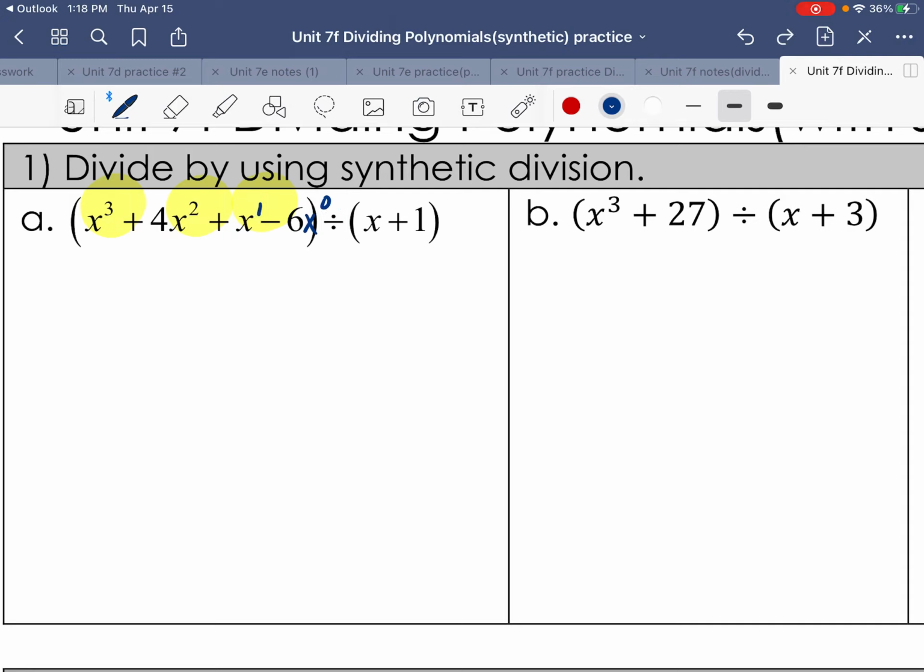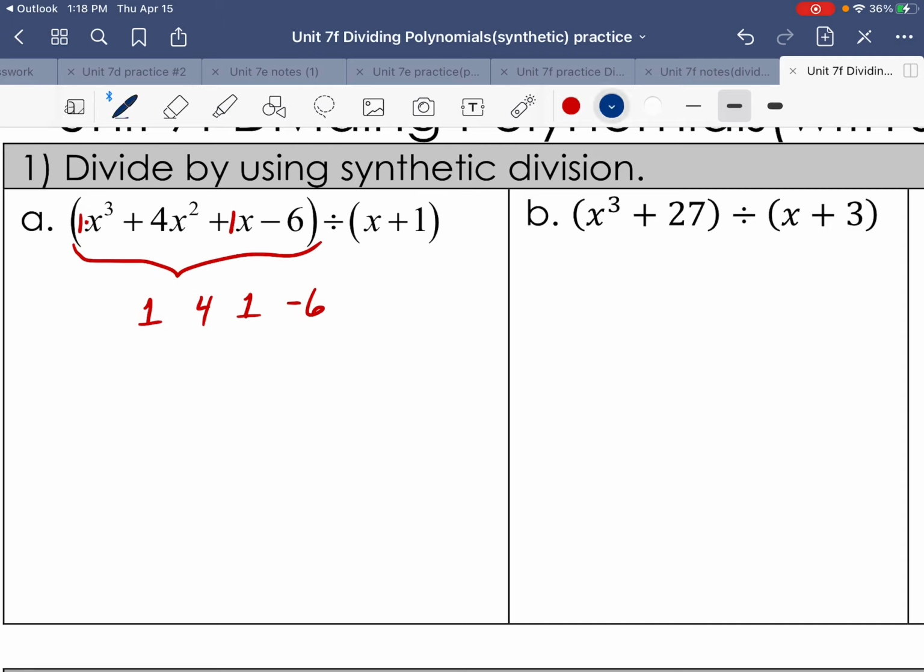So our next step, after we look at that, is looking at the coefficients. The coefficient of x squared, there's a 1 there. Next coefficient is 4. Then it's a positive 1. Then it's a -6. So we're going to take those coefficients and write them down. So we have 1, positive 4, positive 1, -6.